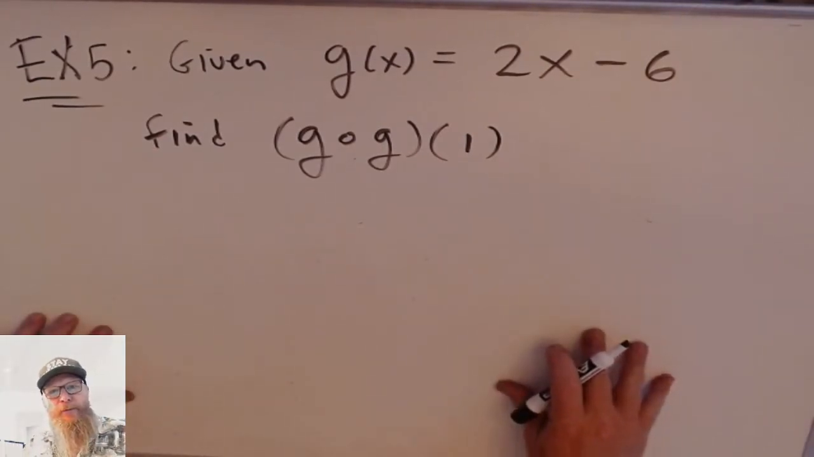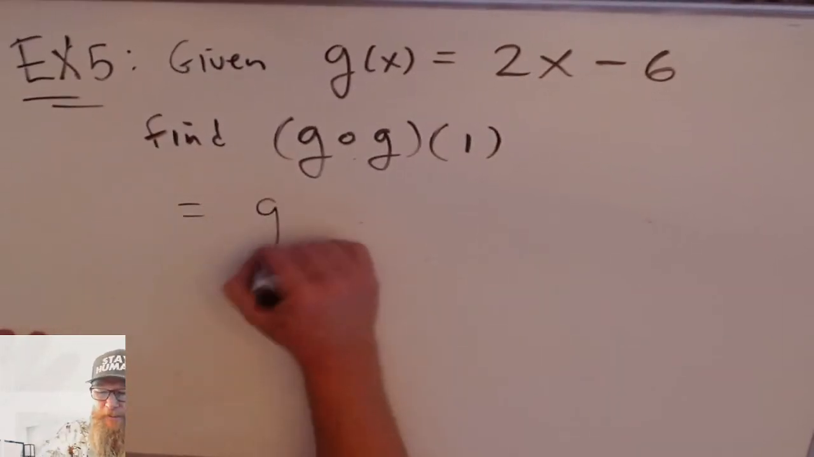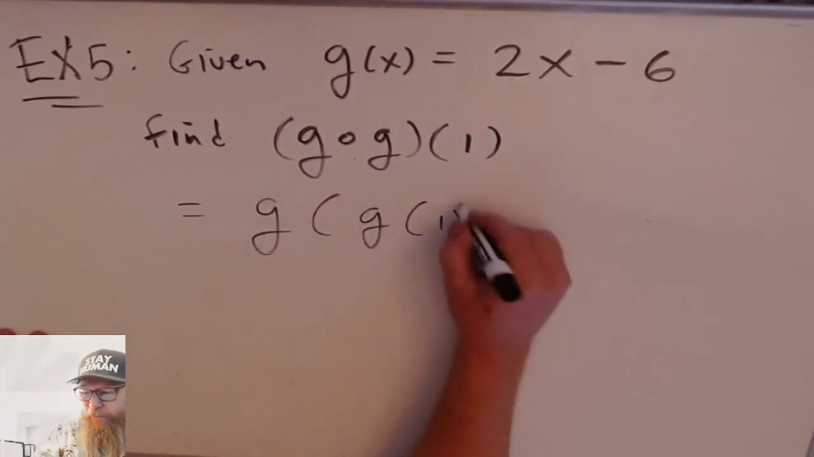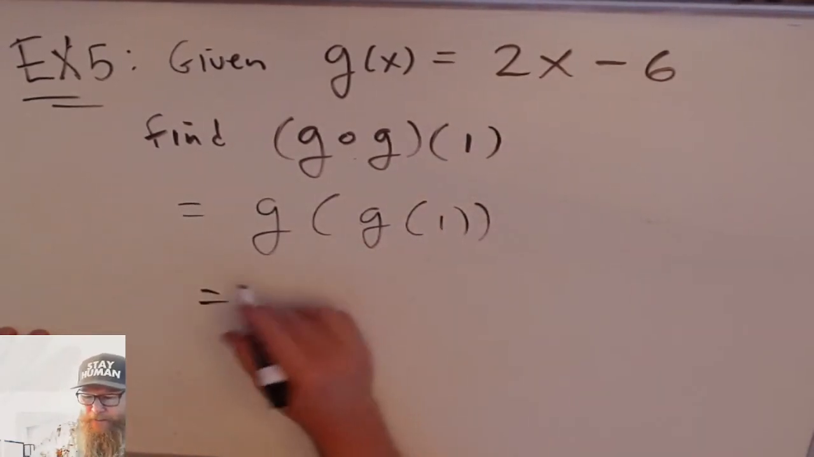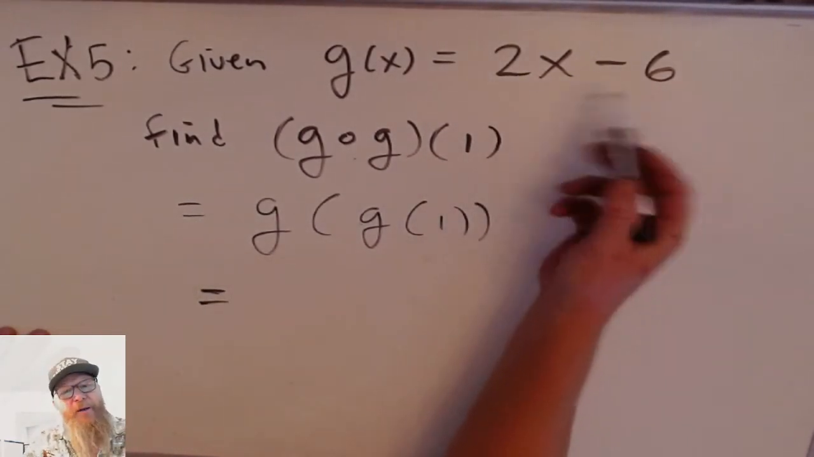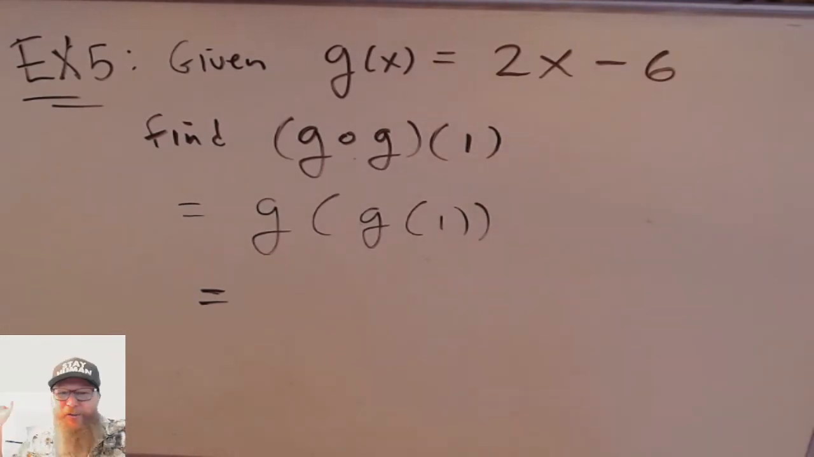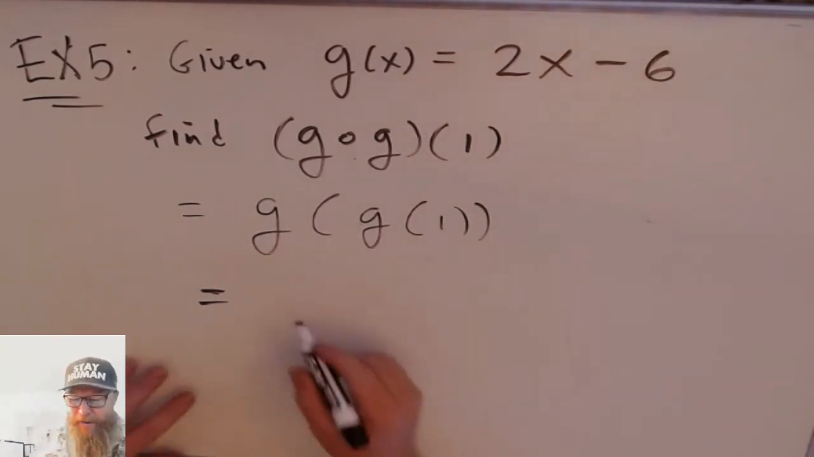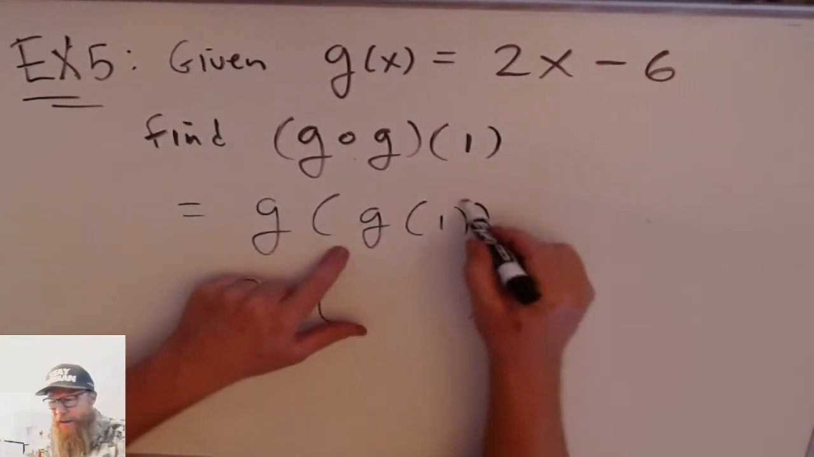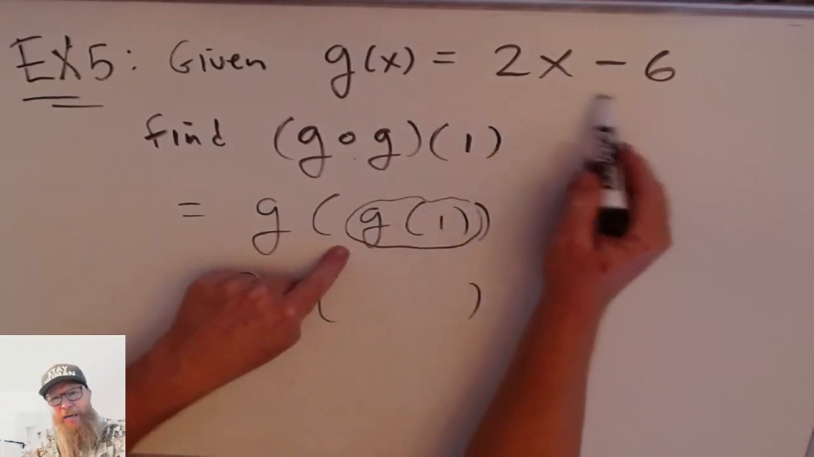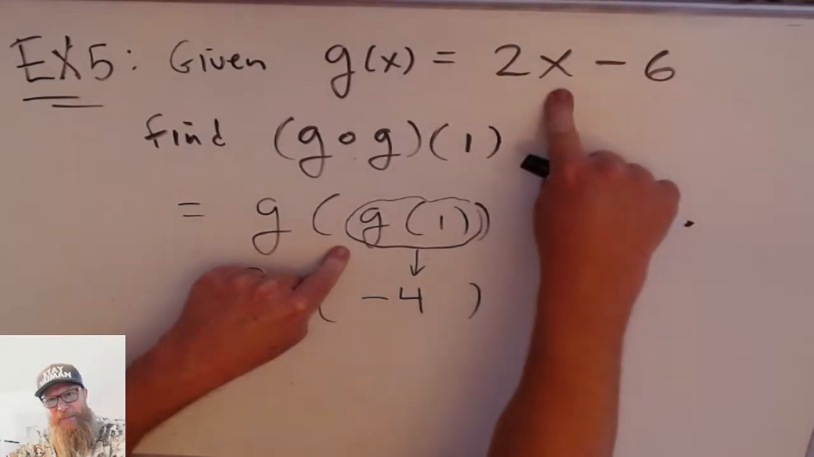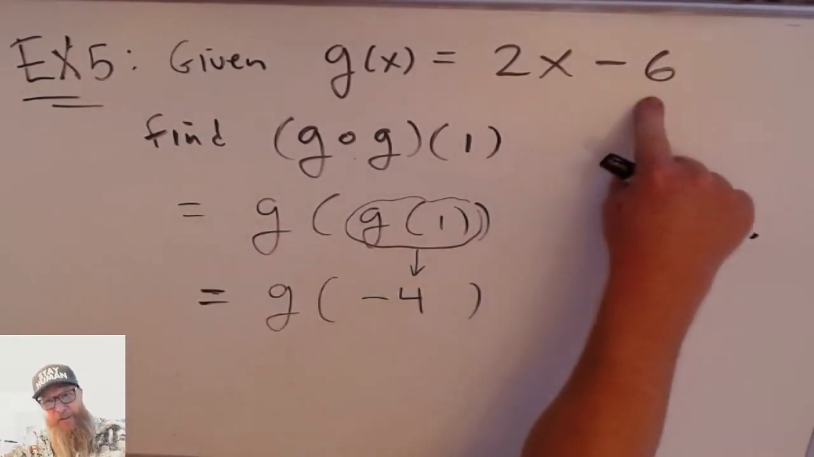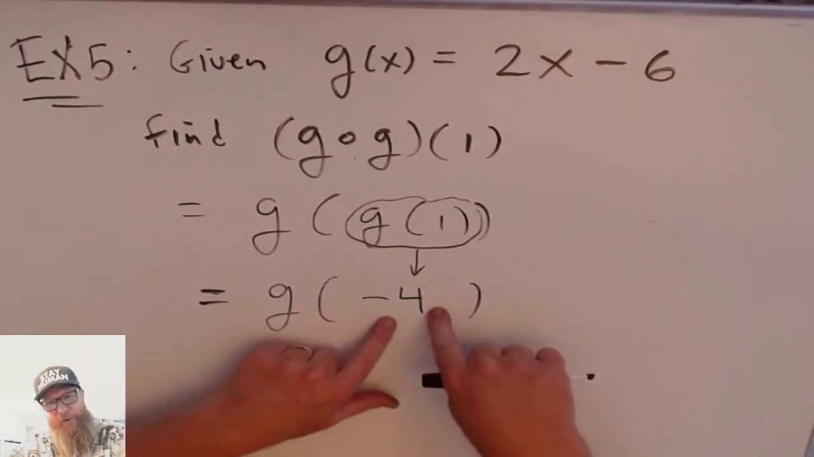All right, so let's do G of G of 1. So that's G of 1. With these small numbers, and there's no powers, we could do it with our mental math. So what do you get when you plug 1 into here? You get -4. Yeah? 2 times 1 is 2. 2 minus 6 is -4.